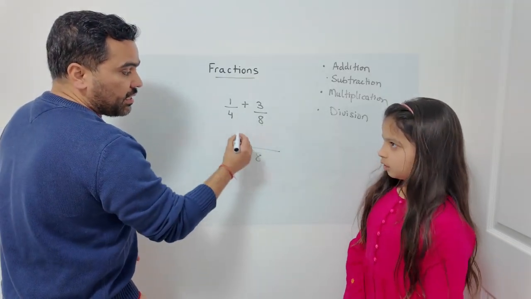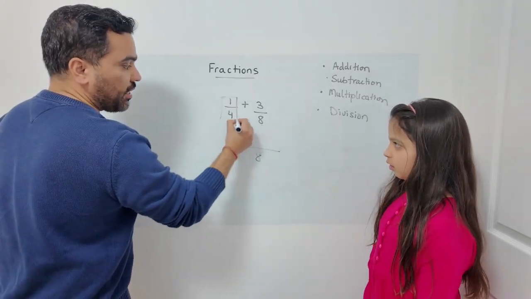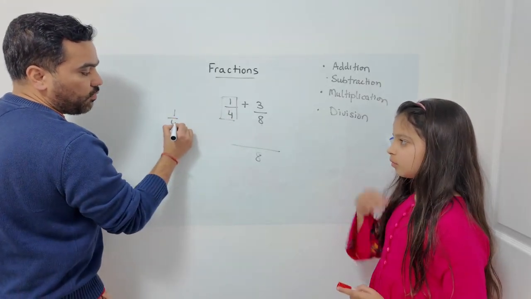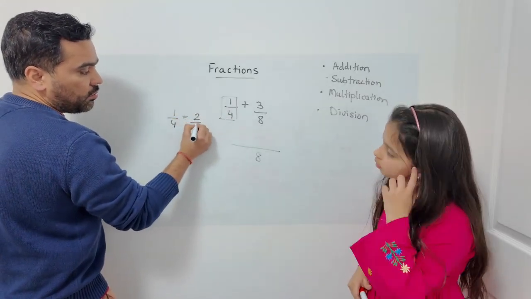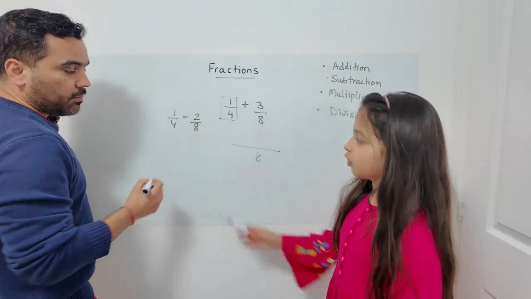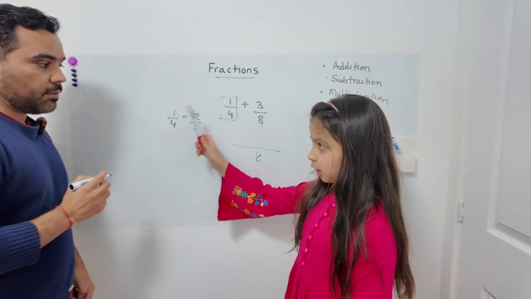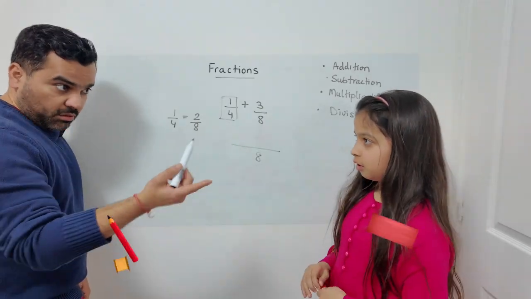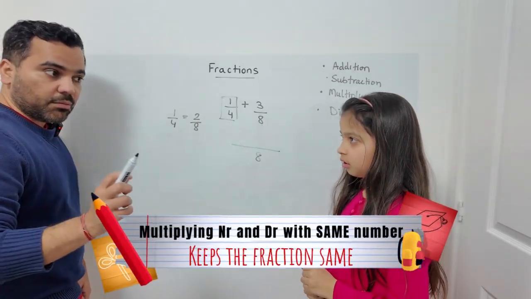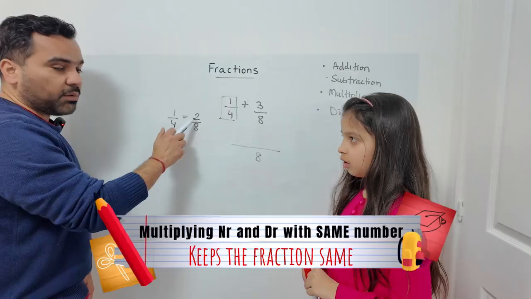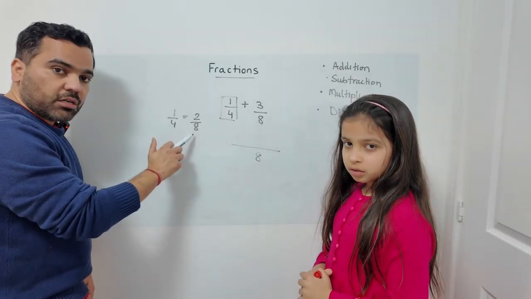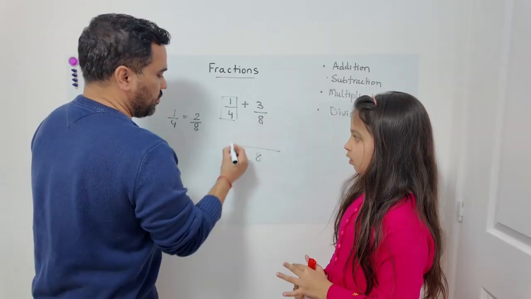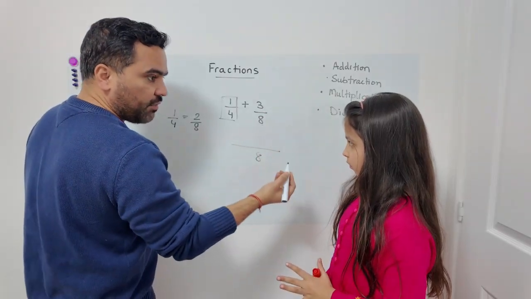What I'm doing is making this fraction have a denominator of 8. So I'm writing 1/4 as 2/8, because 4 times 2 is 8 and 1 times 2 is 2. So we multiplied this fraction by a common number; like we said, it has to be the same number. The numerator is multiplied by 2 and the denominator is also multiplied by 2. So that gives me 2/8 plus 3/8, which will be 5/8.